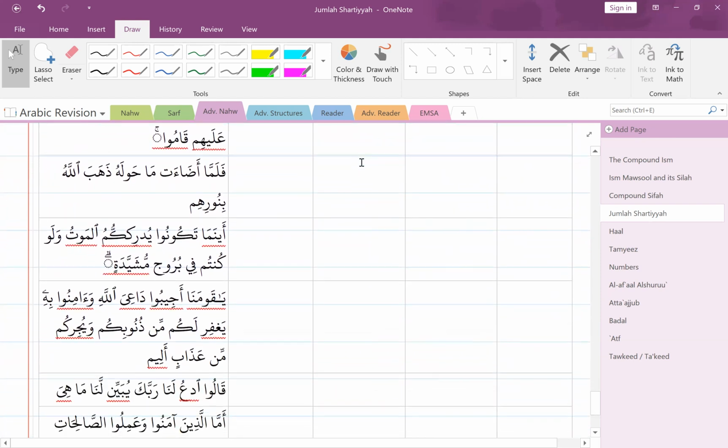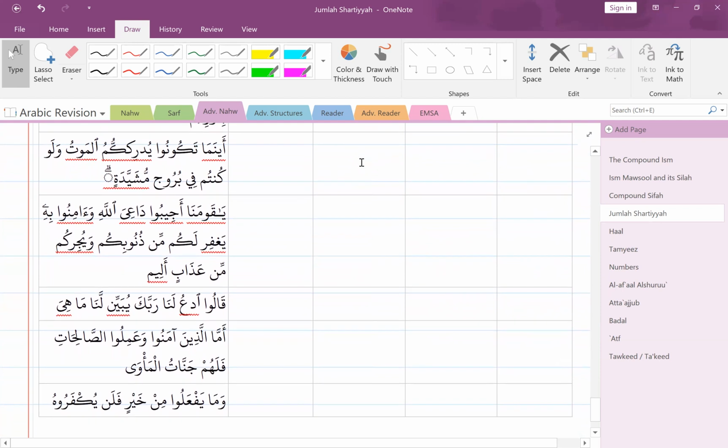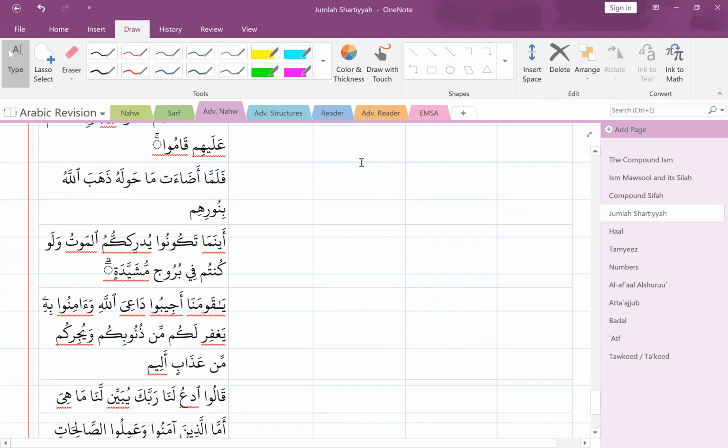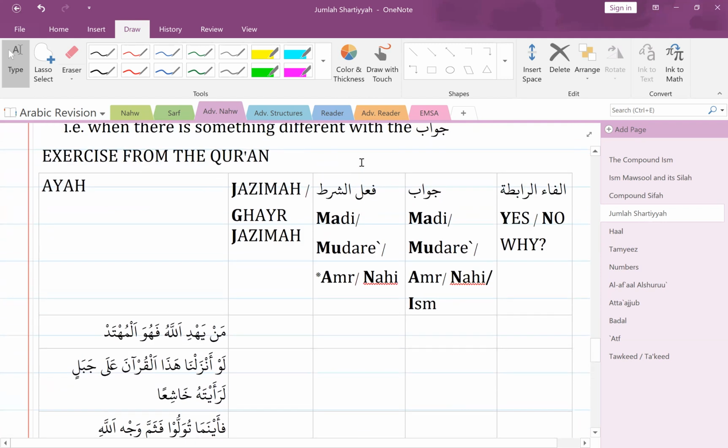Let me just see. I think if it's the same, like, so obviously when it's amr and jawabul amr, it's going to be both majzoom. So I don't think the fa comes in there, but I'll have to confirm that. I'm not sure. But with the shart and jawabu shart, you will have the fa coming in if there's a slight difference between the two. Okay.